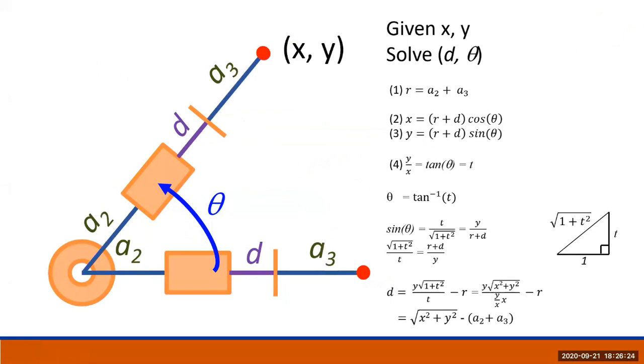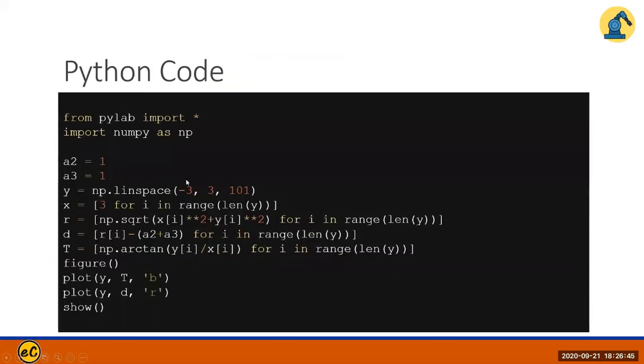So basically the model is over here. Your theta will rotate and your A2 will be attaching the prismatic joint and also the rotational joint. And this prismatic joint can extend, and there is an A3. So we are going to use this model. And the Python code is over here.